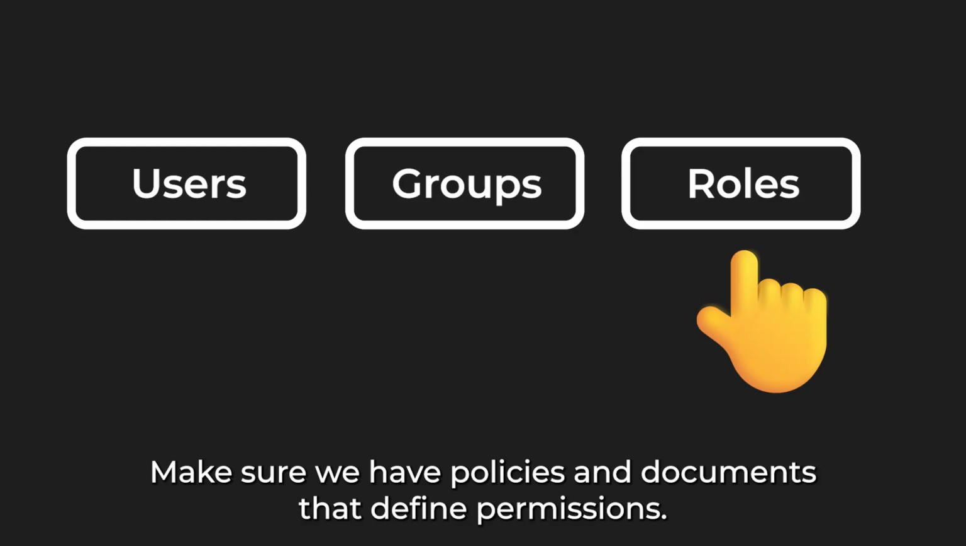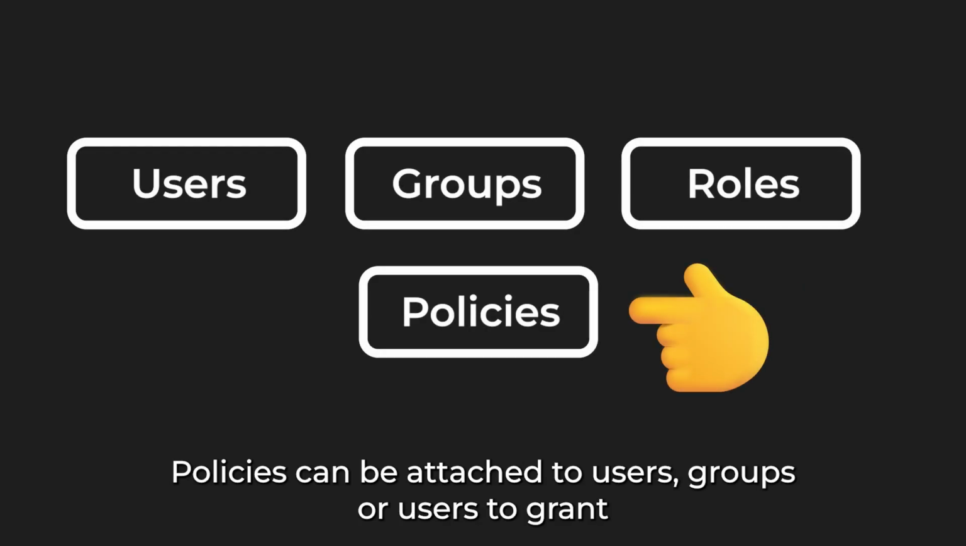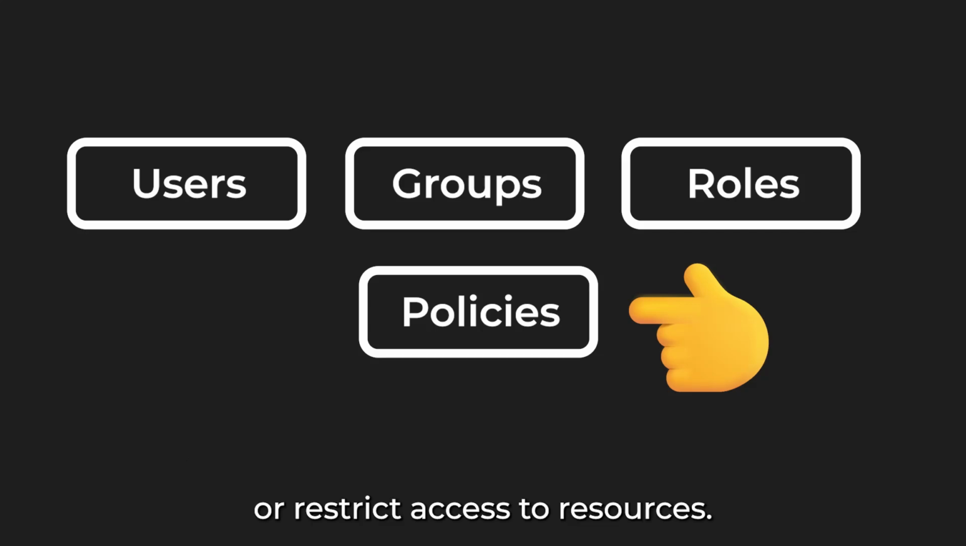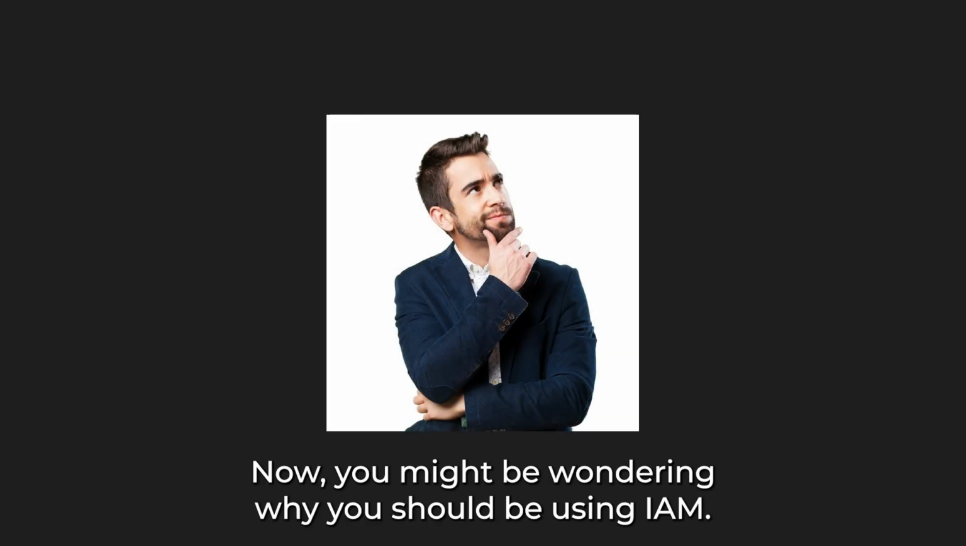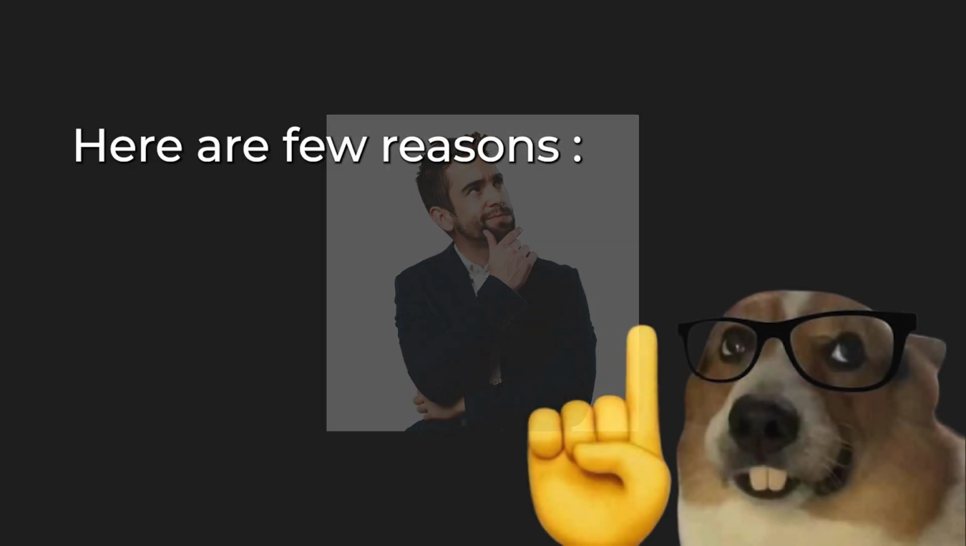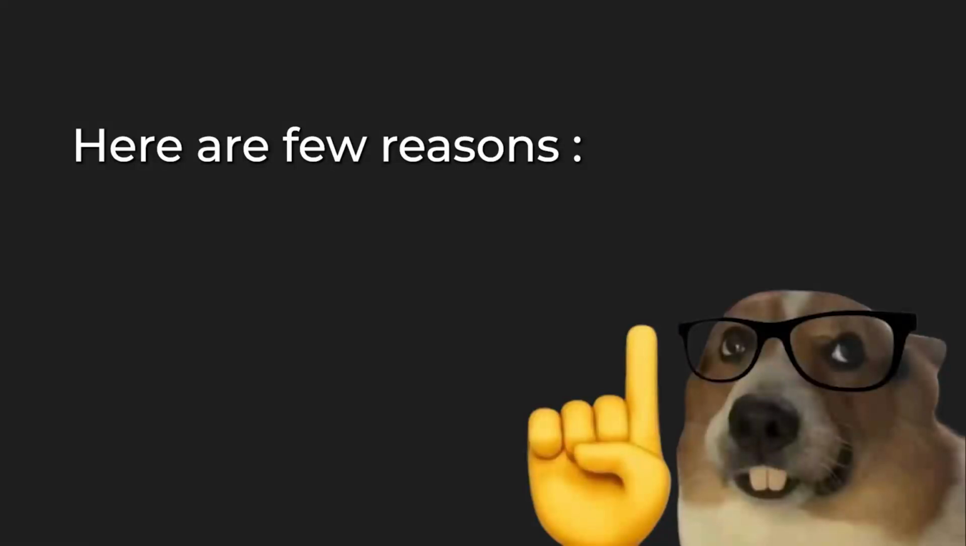Next, we have policies. These are documents that define permissions. Policies can be attached to users, groups, or roles to grant or restrict access to AWS resources. Now, you might be wondering why you should be using IAM. Here are a few reasons.